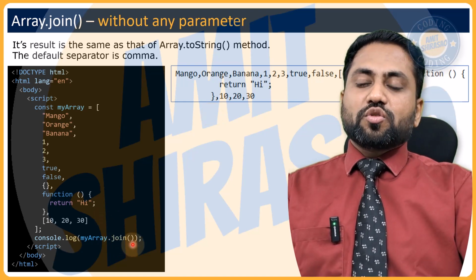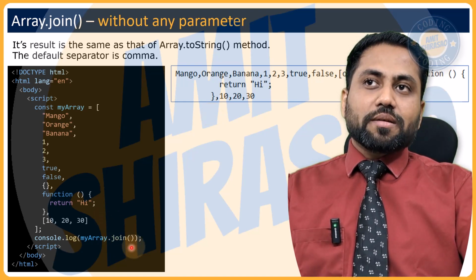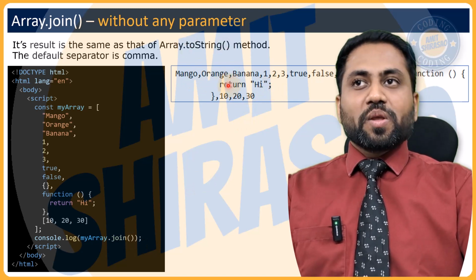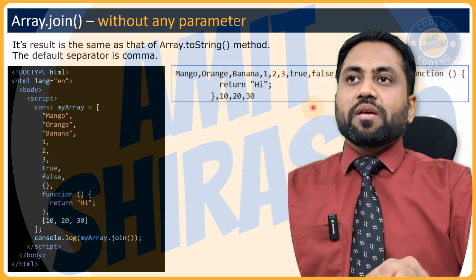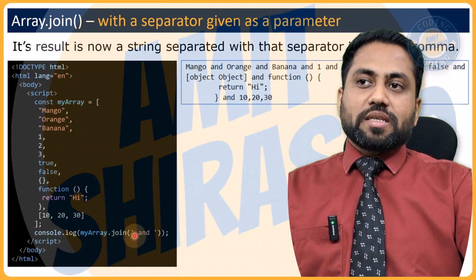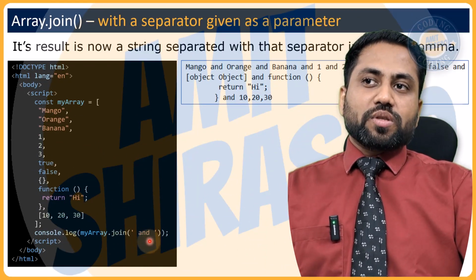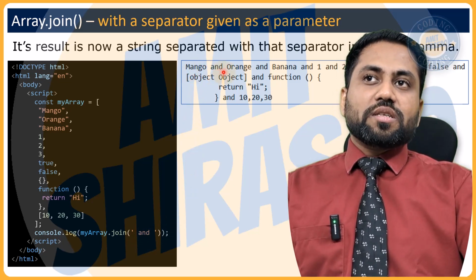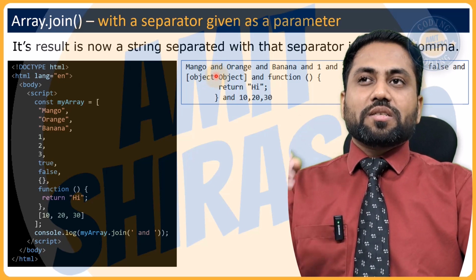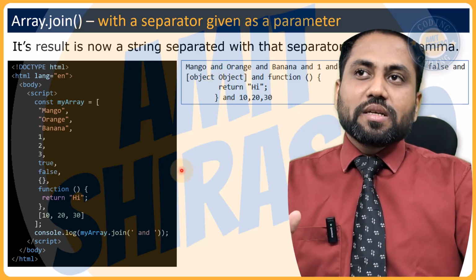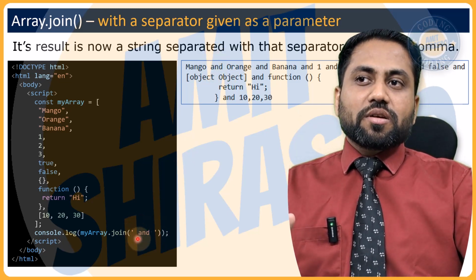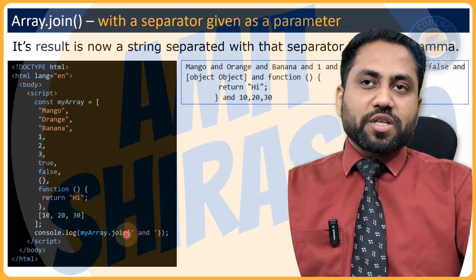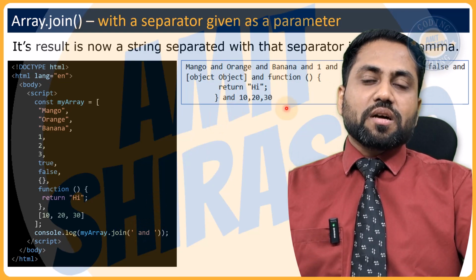So here I have used join without a separator. So it is giving me the same effect as the dot toString method. So it is just separating using comma. But if I give a separator, let's just say I say space and space, so that should be the separator. So now see, it is separating using space and space. Got the idea? So whatever separator, it doesn't need to be a single character. You can have an entire string as the separator, and it will separate things accordingly.